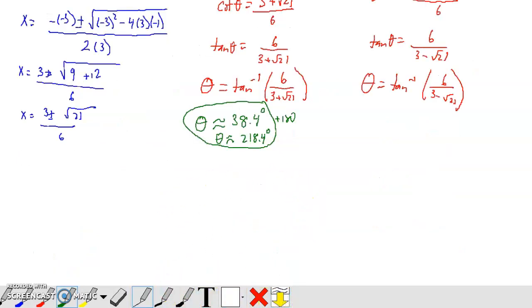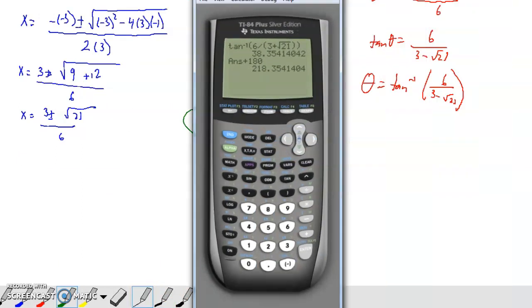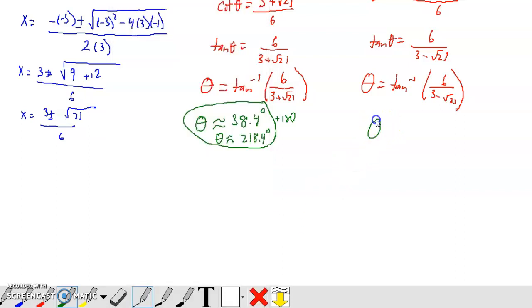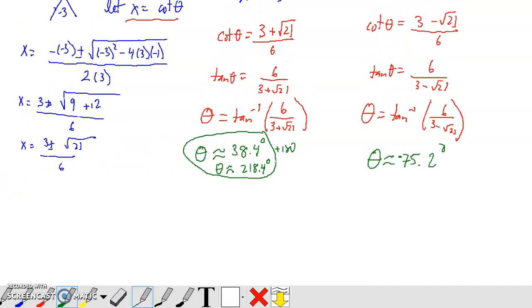All right, I'm going to go to my second one. So I'll move this over so we can see it. Actually, what I'm going to do is scroll up and change the plus sign to a subtraction sign. Please make sure you're using subtraction instead of the negative sign, because that will give you a different answer. And I'm going to get negative 75.2. So theta is equal to negative 75.2. Uh-oh. Here's our problem.